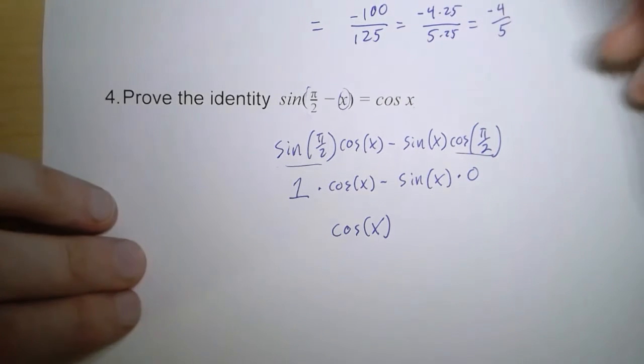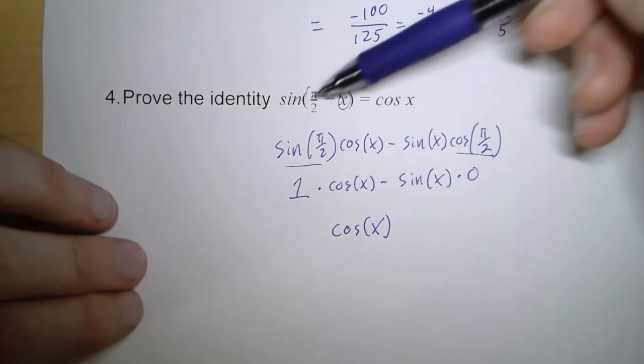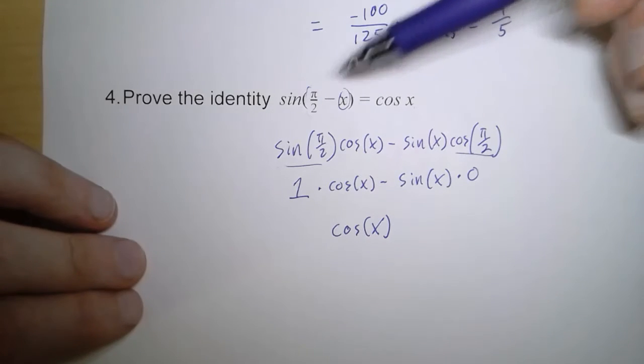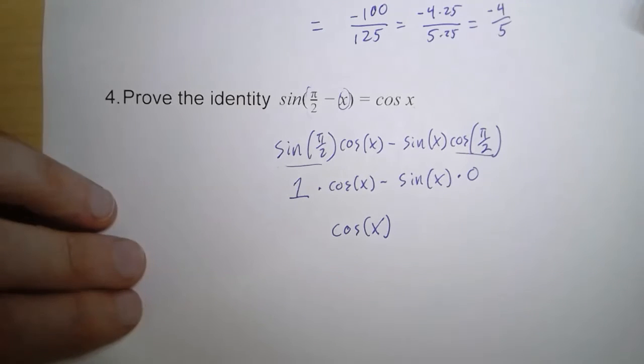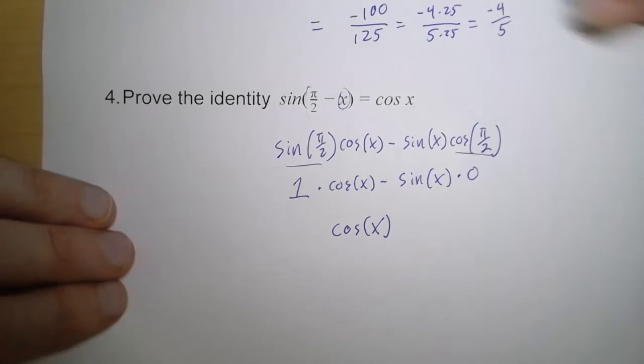So you can always use this, and there's a whole lot of identities that involve adding or subtracting two things inside of sine or cosine or any of the other trig functions. And this is one way we use to prove that to be true.